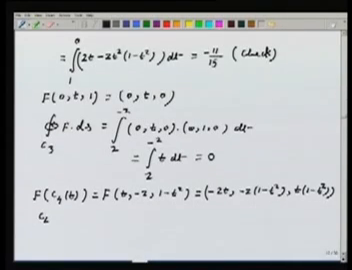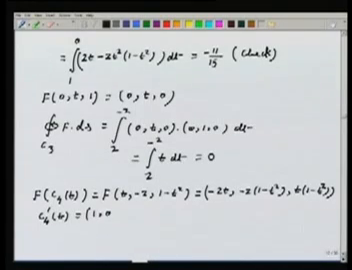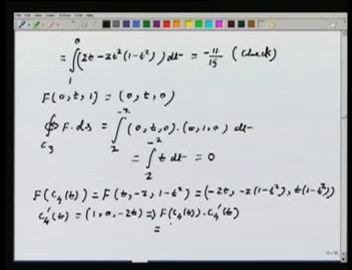Now I need C4 prime t, whose formula I know. I have calculated it once. It is (1, 0, minus 2t). So this is (1, 0, minus 2t). This implies I can calculate f of C4(t) dot C4 prime t. That turns out to be minus 2t, then minus 2t square into 1 minus t square.